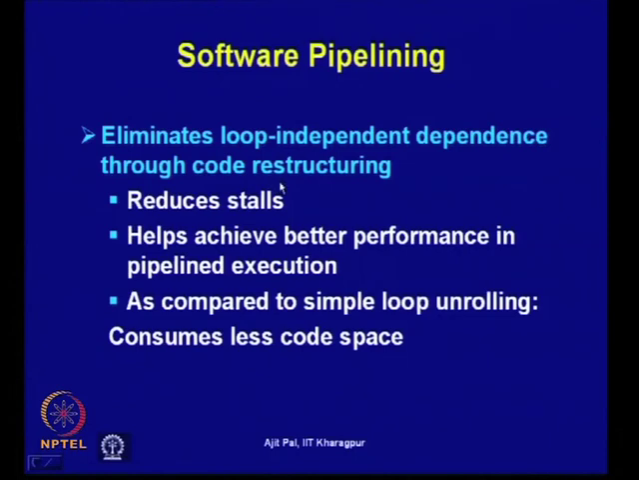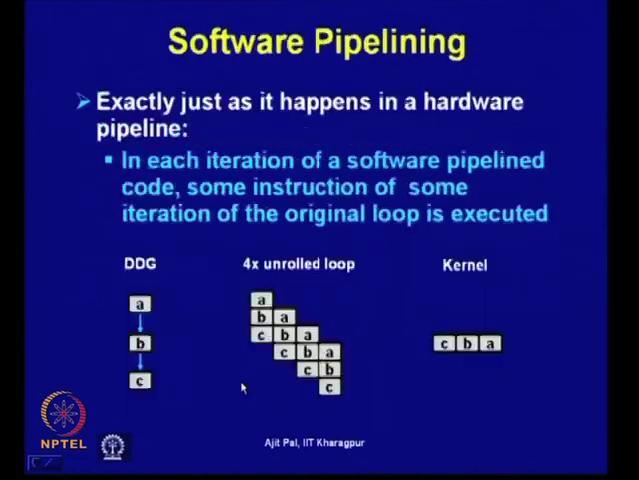We shall discuss another approach where some of these limitations are overcome, and this is known as software pipelining, which eliminates the loop independent dependencies through code restructuring. So, by restructuring the code, the dependencies are eliminated, and obviously it leads to a reduced number of stalls. It helps to achieve better performance in pipeline execution, and one very important factor is, as compared to simple loop unrolling, it consumes less code space, that means the size of the code is small.